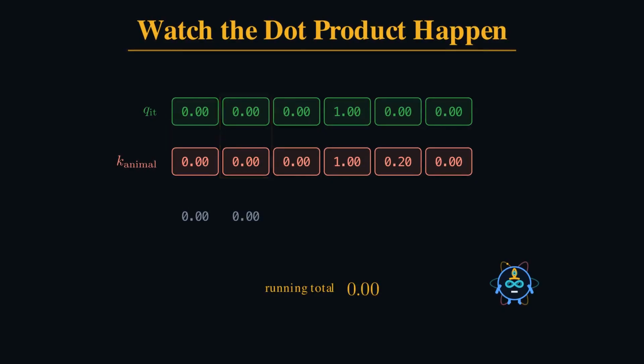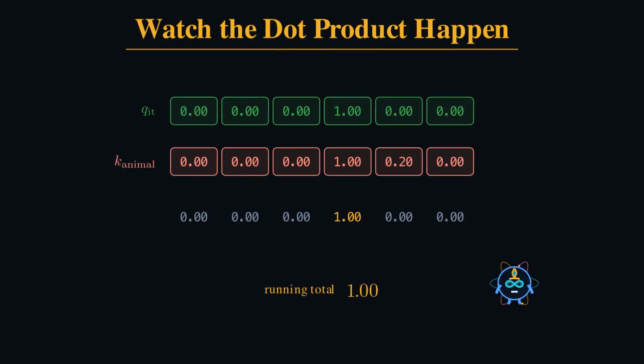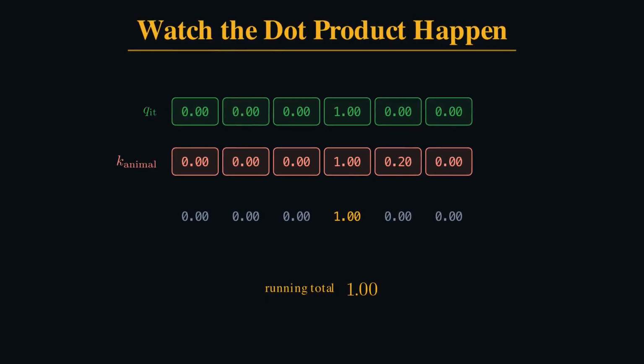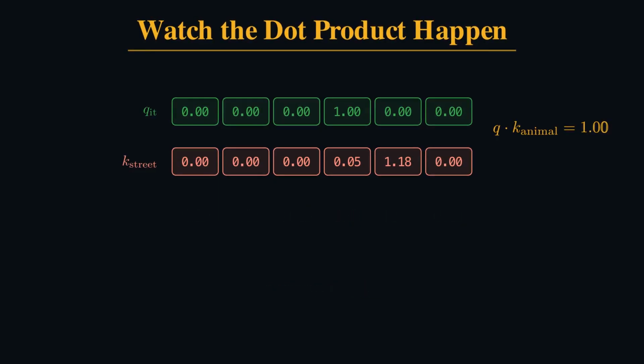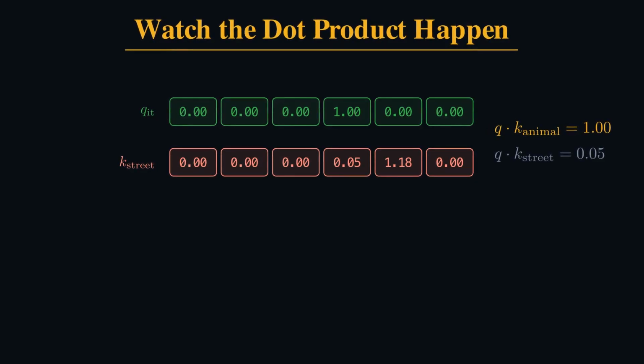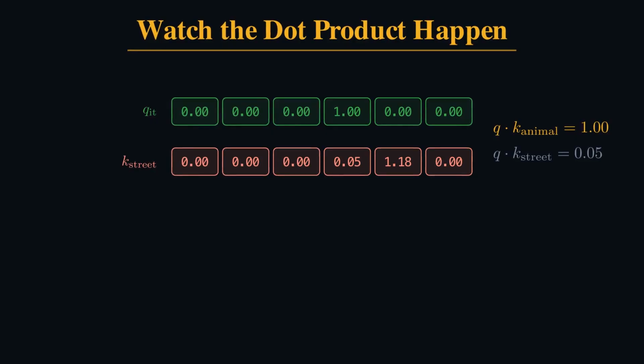Multiply each pair straight down the line and keep a running total. 0, 0, 0. Then 1 times 1, there it is, 1.00. And the last two are 0 again. Now swap in street and run the exact same 6 multiplications. 1.00 against 0.05. A 20 times difference. And every step of it is arithmetic you just watched. That gap is the whole reason the model picks animal.